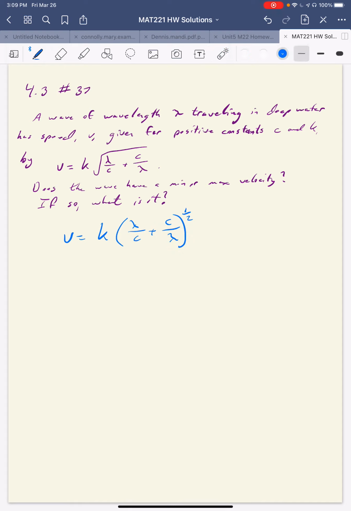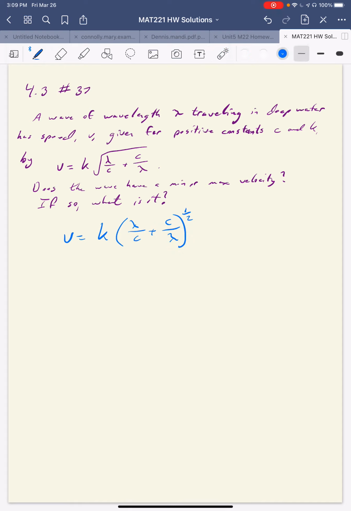So here we go. v prime is, the k is constant, so I don't do anything with the k. Then I apply the power rule to this term right here, and I pull the 1/2 to the front. It leaves me lambda over c plus c over lambda, and then I subtract 1 from the power, so it gives me to the negative 1/2.